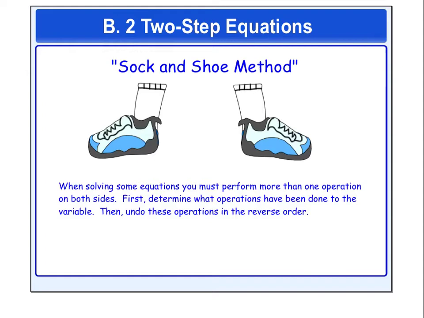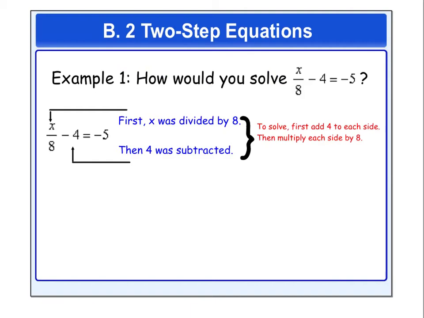First, you determine what operations have been done to the variable, and then you undo them in the reverse order, just like you typically put on your socks, then put on your shoes, and then you have to take them off in reverse order. So for example, if you were looking to see how to solve x over 8 minus 4 equals negative 5, the first thing you're going to do is look to see what side the variable is on.